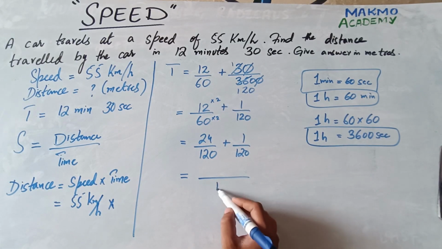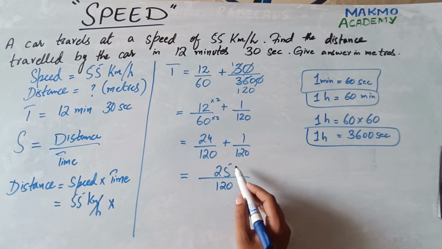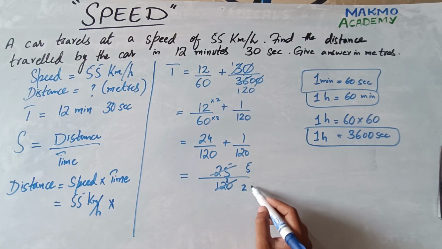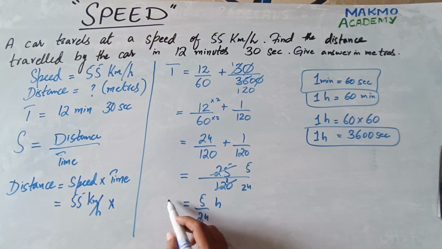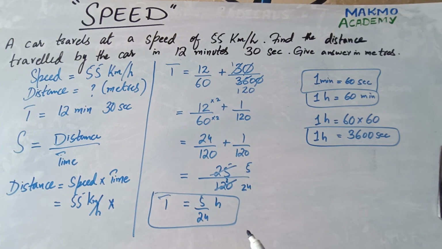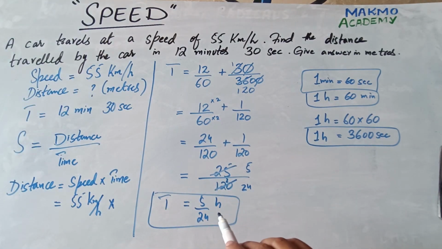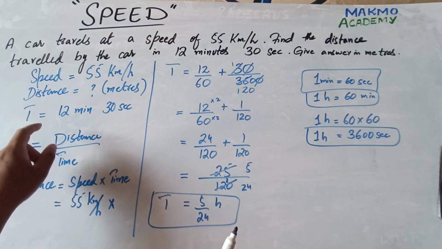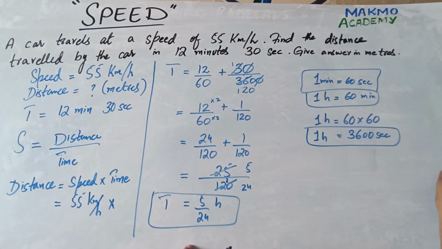Now as you can see, 24 plus 1 is 25 upon 120. Now we will simplify them. 5 5s are 25, 5 24s are 120, so it means 5 upon 24 hour. So this is the time in which a car is traveling with a speed of 55 kilometers per hour, and the time consumed by the car is 5 upon 24 hour.